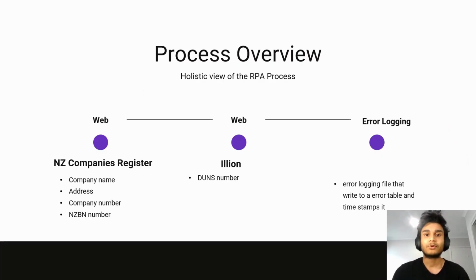A quick recap of the process followed by our bot is as follows. This will help you to better understand how it performs error handling in the automation process created to gather information about companies. It first goes to the NZ Companies website to gather the information about the company name, the address, the company number, and the NZBN number. Then the browser is redirected to the Alien website to get the DUNS number of that particular company. And finally, after the process has completed, it logs any errors that were encountered in the entire process and puts them into a data table.